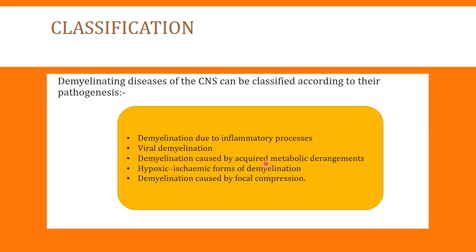Demyelination caused by acquired metabolic derangements like the vitamin B12 deficiencies, or for that matter rapid correction of sodium in cases of hyponatremia resulting in central pontine myelinolysis, or the characteristic hypoxic ischemic demyelination or demyelination due to focal compression of tumors, for example the gliomas, that can result in demyelination as well, particularly at the edge of the tumor. Okay, so let's move on and discuss these in details.